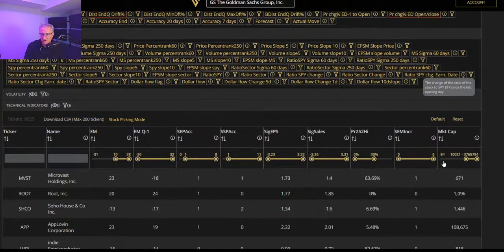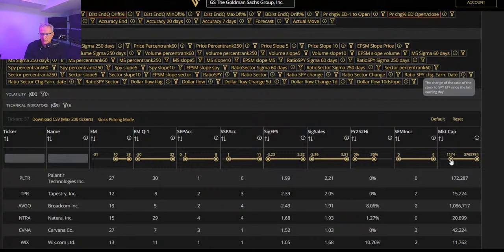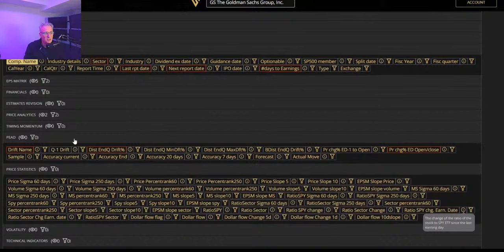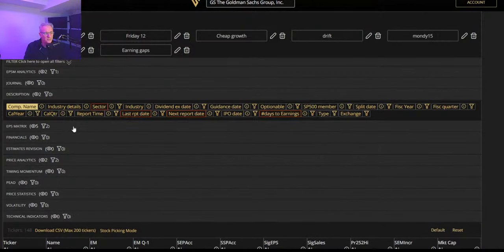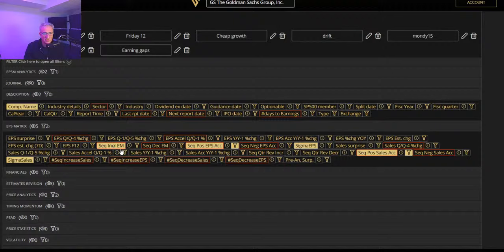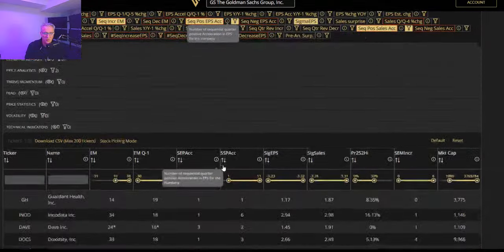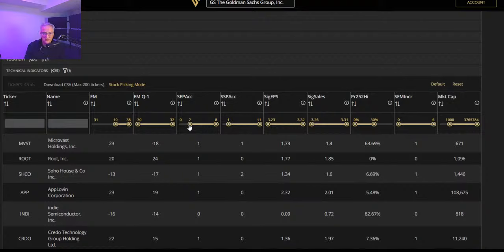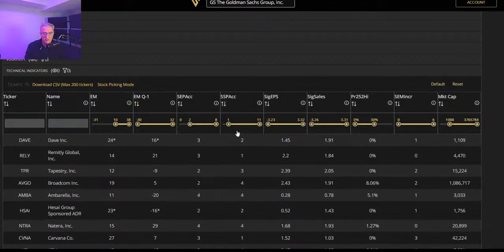I'll remove this field also, and the market cap, I'm going to keep it at a billion or so. So let's go into those two fields I left out. One is the sequential number of positive acceleration in earnings per share for the company. So you would go here, sequential positive EPS acceleration for the company. So how many times has the acceleration grown in a row for earnings per share? 1 time, 2 times, 3 times, 4 times, and so on. Let's make it 2 times.